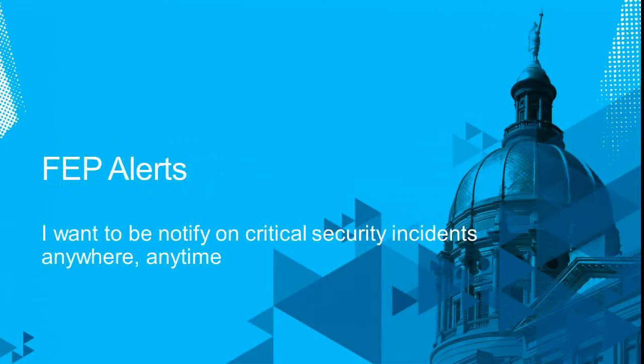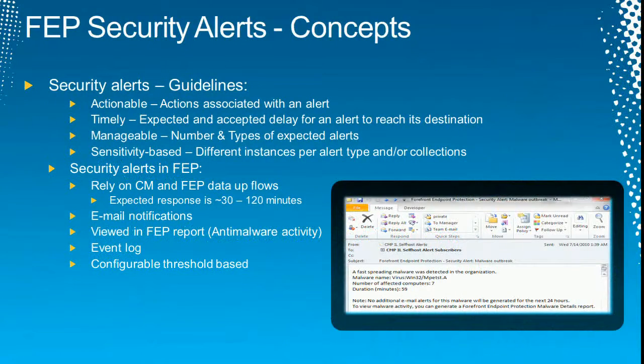All right, FEP alerts, alerting. When something happens, people want to be notified about it. When we were looking at alerts, we had several pillars or guidelines that we wanted to use when defining them. One, they had to be actionable: an action had to be associated with an alert. Timely: they had to be expected, and there had to be an accepted delay for an alert to reach its destination. Manageable: we didn't want to cause a broadcast storm on a malware outbreak.